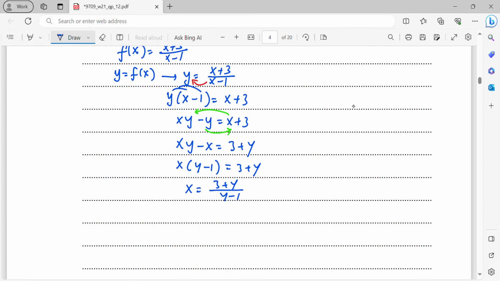Okay, now once you get the x as a subject on the left hand side and the terms on the right hand side just consist of y and constants, then you can change the x to be f inverse and change the y to be x. Okay, so this is your f inverse expression.